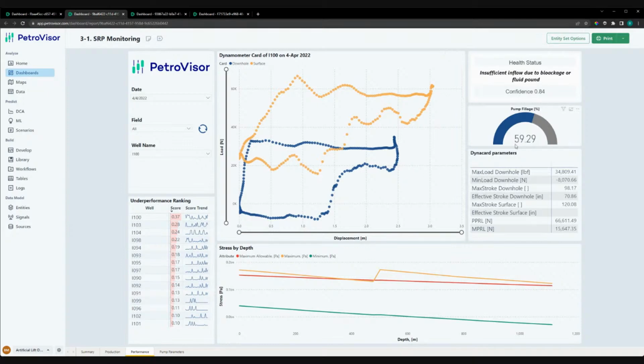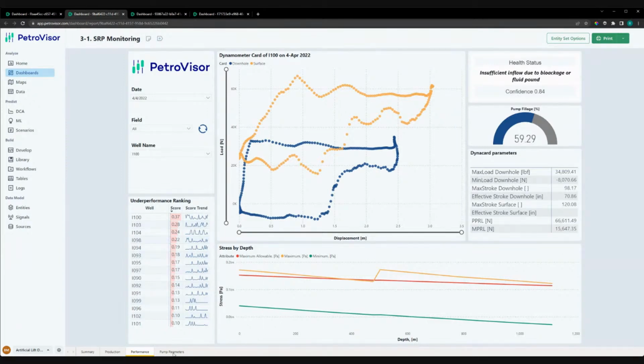We can also see we have a challenge here with pump fillage and also the health status, and our confidence is that what this Dynacard is showing, based on the machine learning, is that there is an insufficient inflow to the pump itself, which is causing the erratic behavior that you see here on screen.